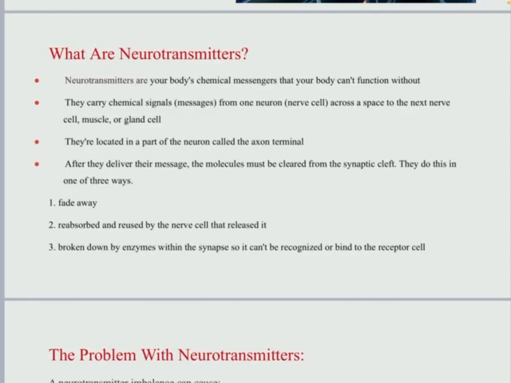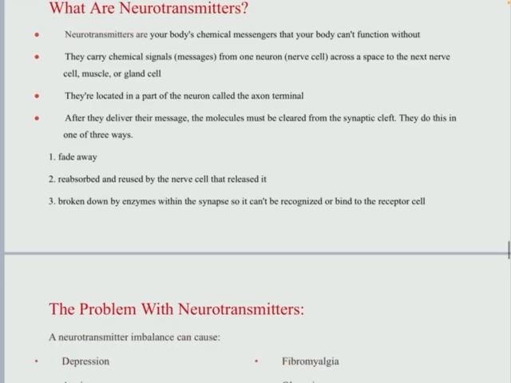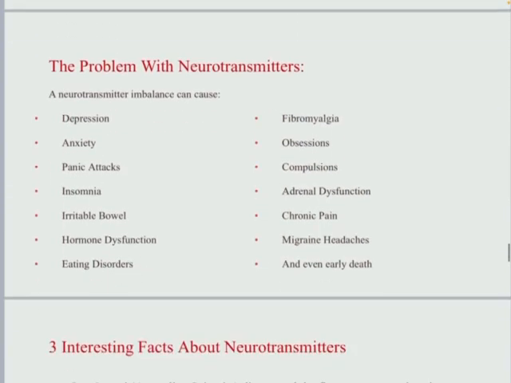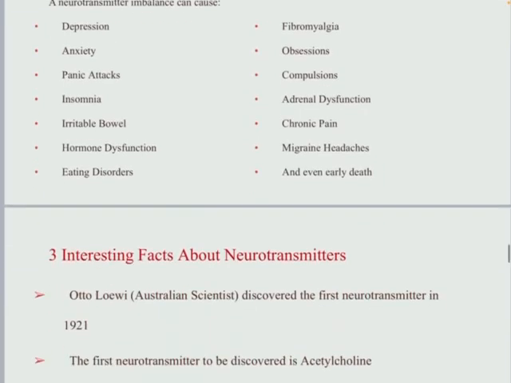They fade away, they're reabsorbed and reused by the nerve cell that released it, or they're broken down by enzymes within the synapse, so it can't be recognized or bind to the receptor cell. The problem with neurotransmitters: a neurotransmitter imbalance can cause depression, anxiety, panic attacks, insomnia, irritable bowel, hormone dysfunction, eating disorders, fibromyalgia, obsessions, compulsions, adrenal dysfunction, chronic pain, migraine headaches, and even early death.